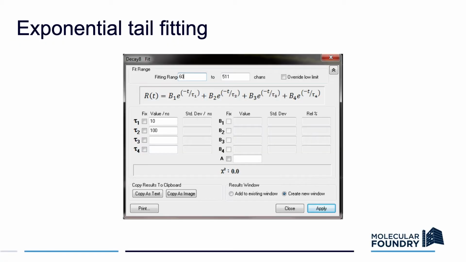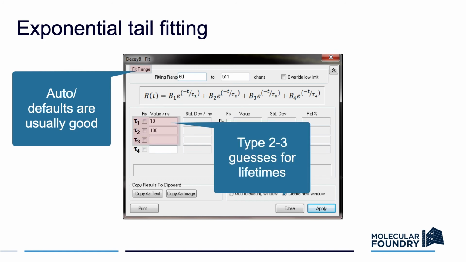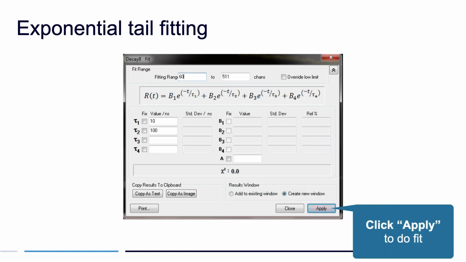This should open up the Exponential Tail Fit window. First, you can set the time range for which you're fitting. Usually the automatic or default values are pretty good. It will automatically select the highest point as the start of your fitting range. Next, you're going to set guess values for the lifetimes. Usually I would select 2 to 3 so that I'm doing a double or a triple exponential fit. So then I can click Apply to do the fit, and it's usually very fast.